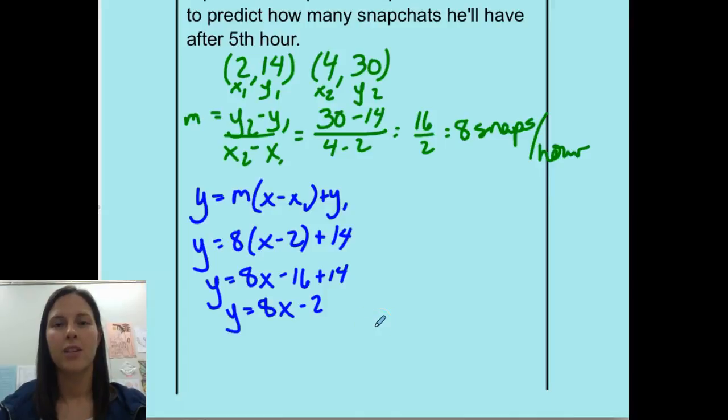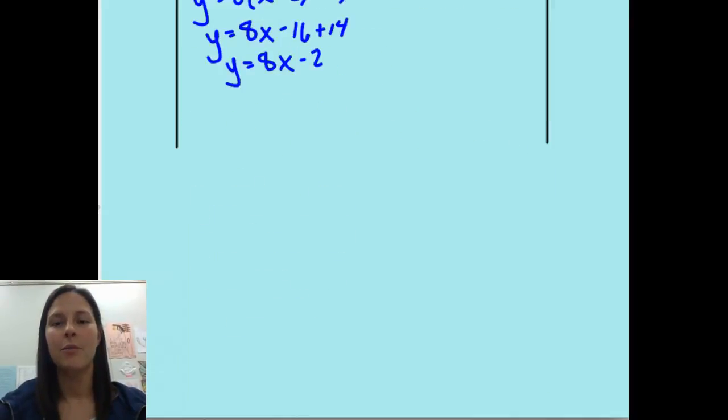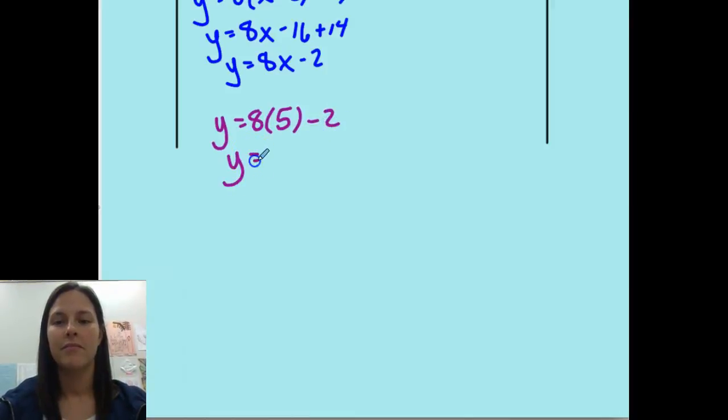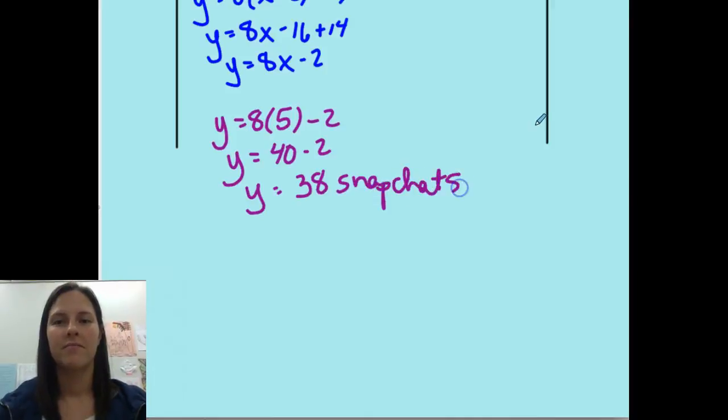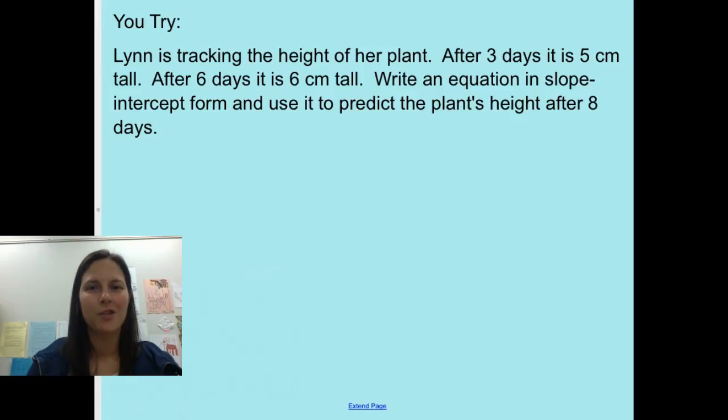Now that we have our equation, we're asked to predict how many Snapchats Cam will have after 5th hour. Again, the hour was the independent variable, or the x value. Multiplying 8 by 5 and subtracting 2, we have a y value of 38. Remember to label your answer. In this case, it represents the number of Snapchats he received. And here's your try question.